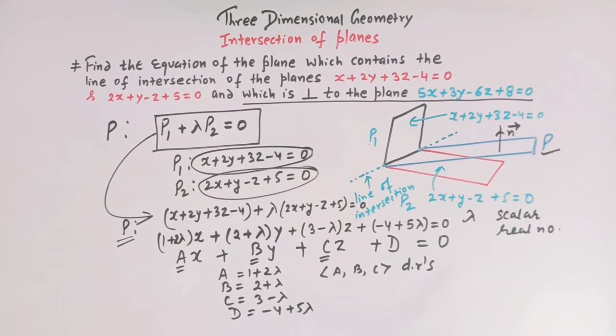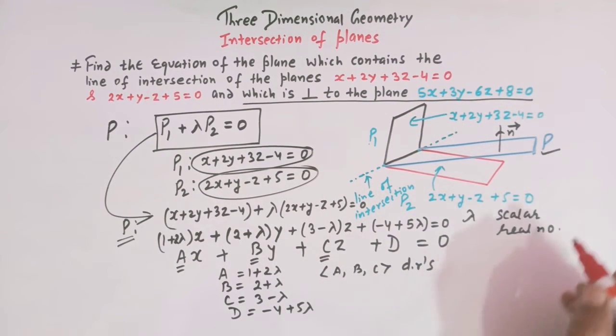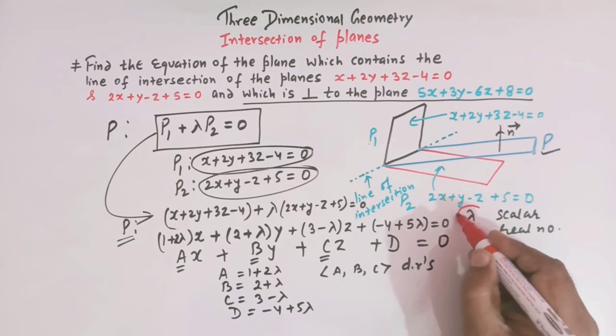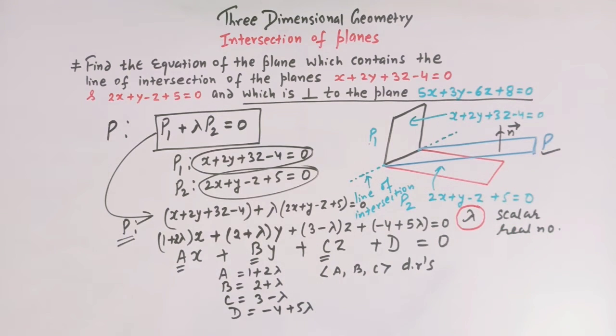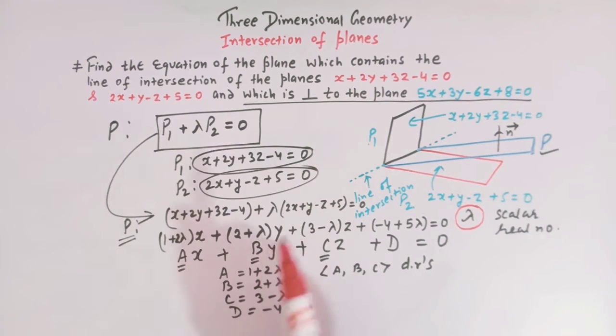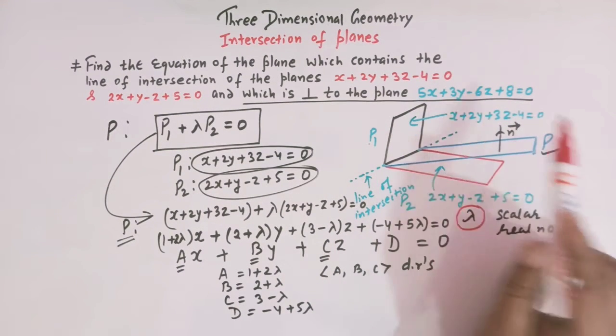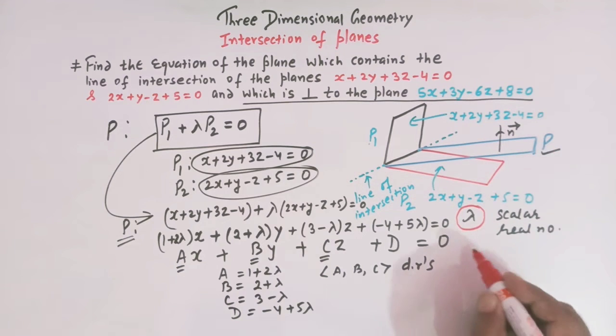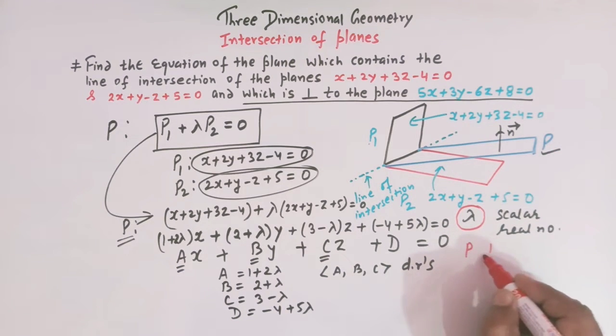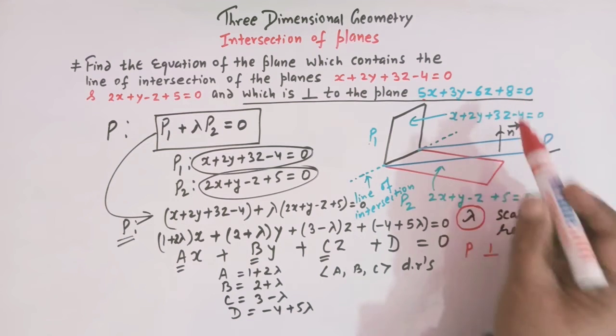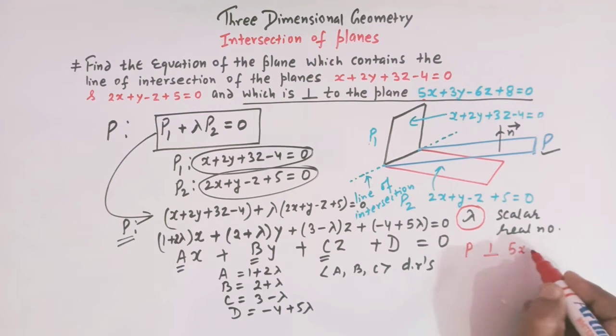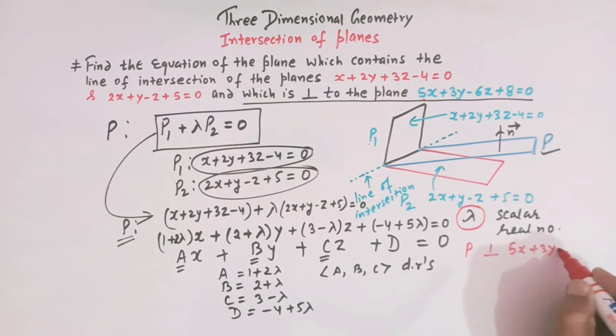So now our next aim is to find out the value of this scalar lambda, right? In order to find out the value of lambda, we'll now utilize this condition, that is, this plane P is perpendicular to this plane, that is 5x plus 3y minus 6z plus 8 is equal to 0, right?